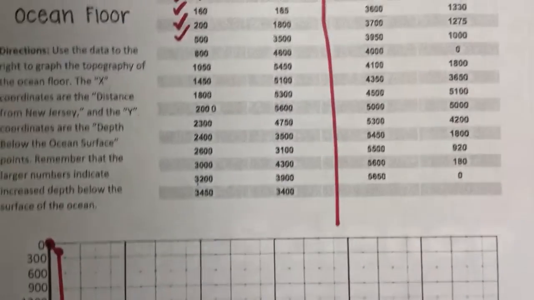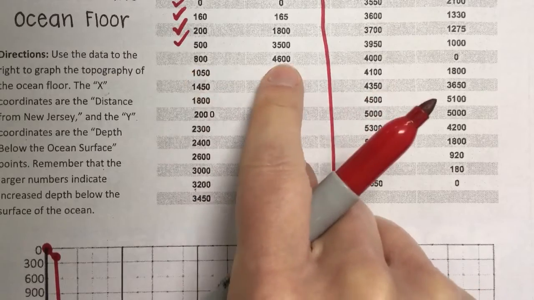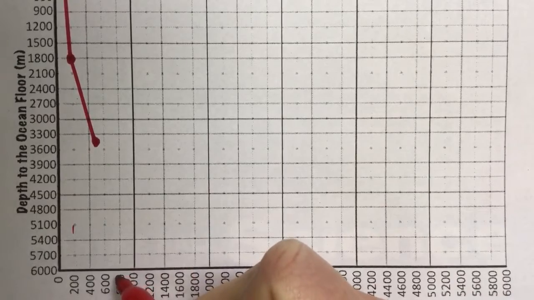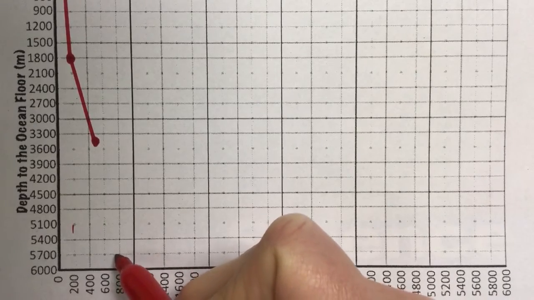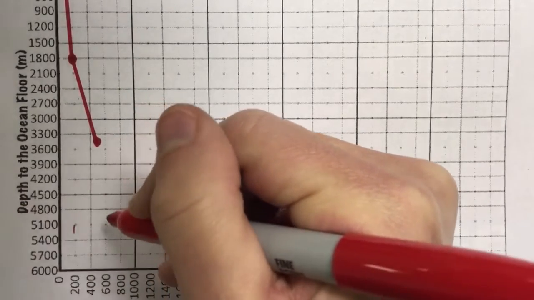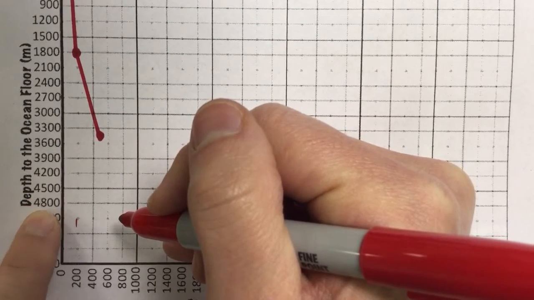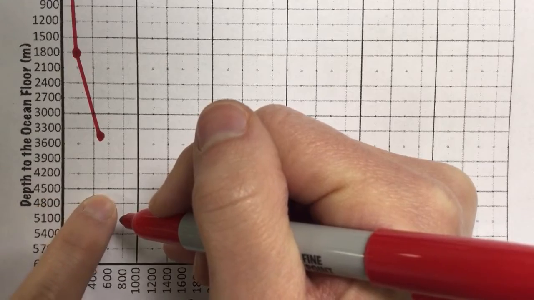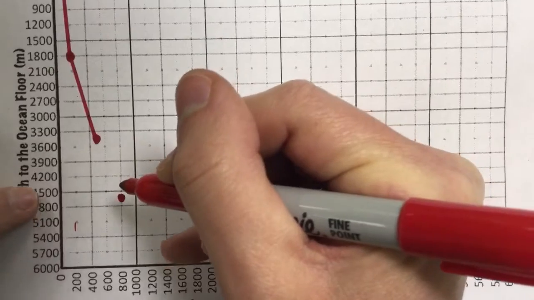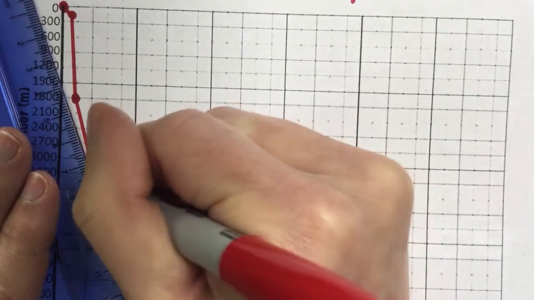All right, last dot we're going to do together, because I think you'll probably have the hang of it by then. 800, 4,600. All right, so again, on the x-axis, I find 800, and I'm going to go up to 4,600. So 4,600 is between 4,500 and 4,800. So I want to make sure my dot is in between there, right? So somewhere in between those two numbers. And then we connect those dots again.